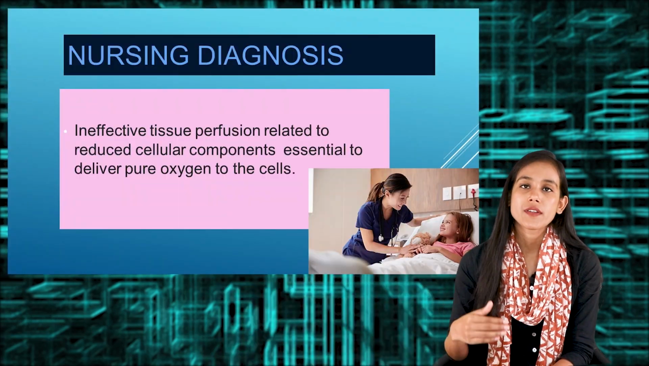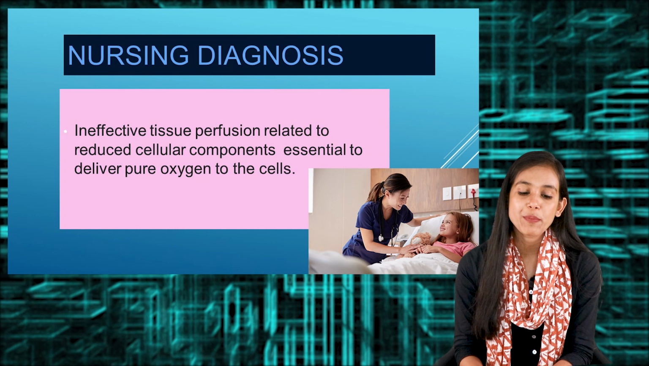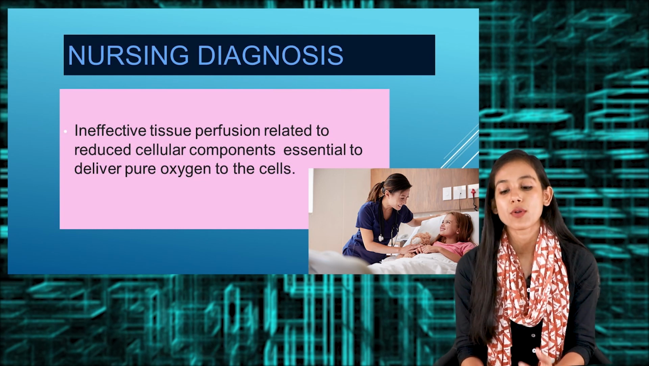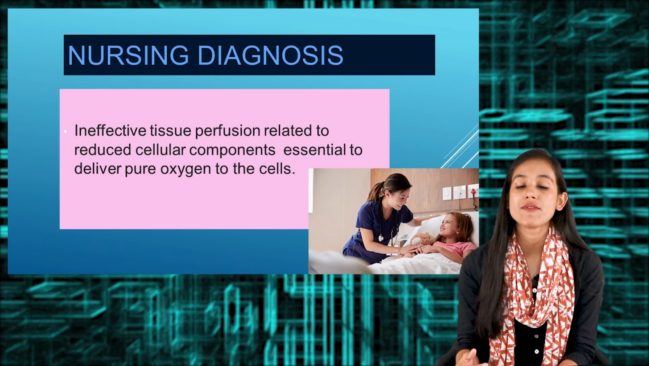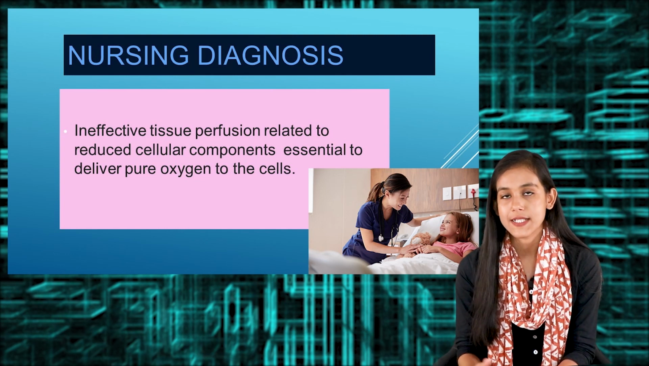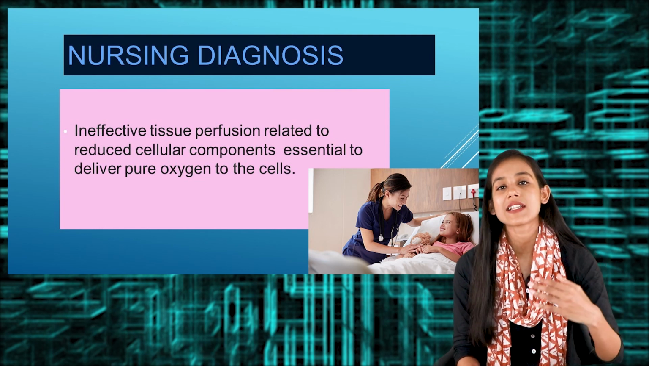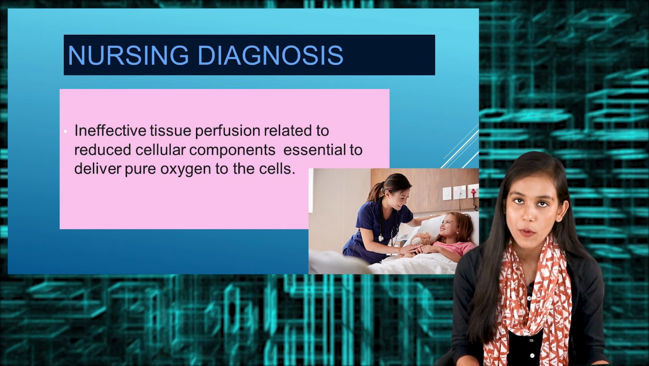Now, the nursing diagnosis, the first thing would be ineffective tissue perfusion related to reduced cellular components essential to deliver pure oxygen to cells. So why is there ineffective tissue perfusion? Because we know that there is decreased production of hemoglobin, right?